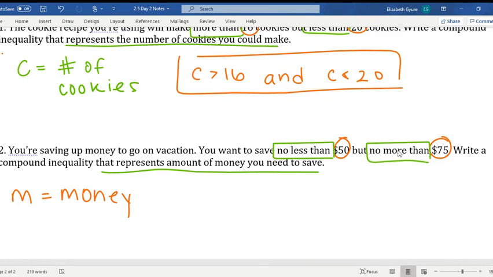Now this one, it says you want to save no less than 50, but no more than 75. So again, think about this. The amount of money you want to save. Do you want it to be between 50 and 75 or on the outsides of 50 and 75? On the inside, between. So is this an and or an or? Another and. So write down your and.